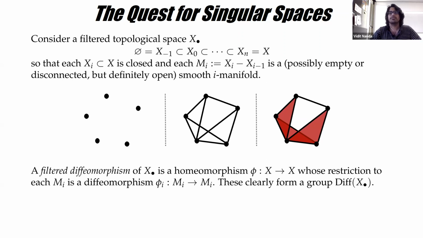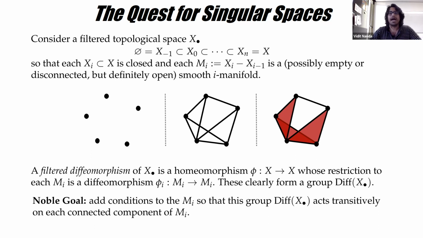Okay, so a filtered diffeomorphism is going to be a homeomorphism of your filtered topological space X, whose restriction to each manifold piece is smooth. And this clearly forms a group. I mean, by definition, everything is invertible. And so our goal is to add conditions to these successive differences so that you recover this transitive action of the filtered diffeomorphism group, except you know for a fact that you're not going to be able to get things transitive outside a single smooth connected component. So you want this thing to act transitively whenever you have two different points lying in the same connected component of an Mi.